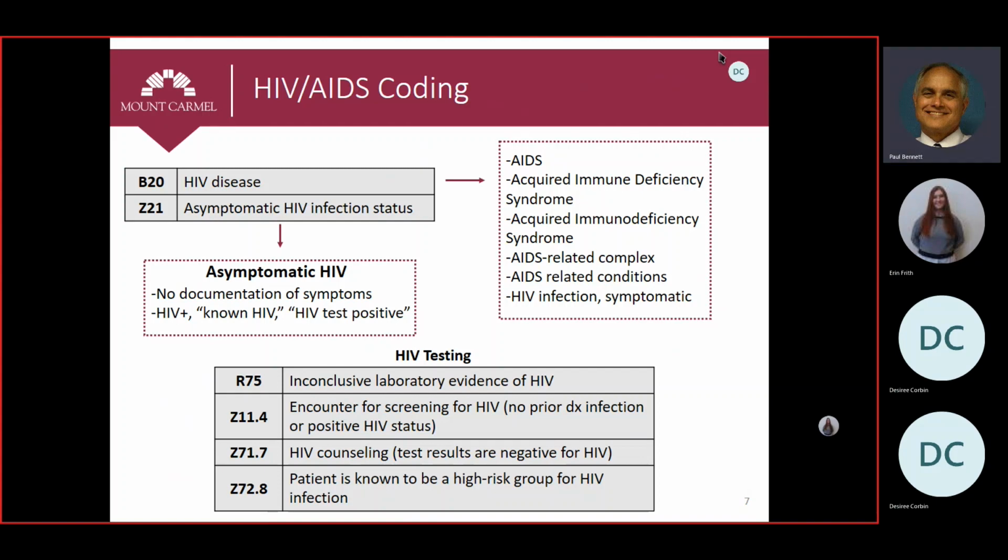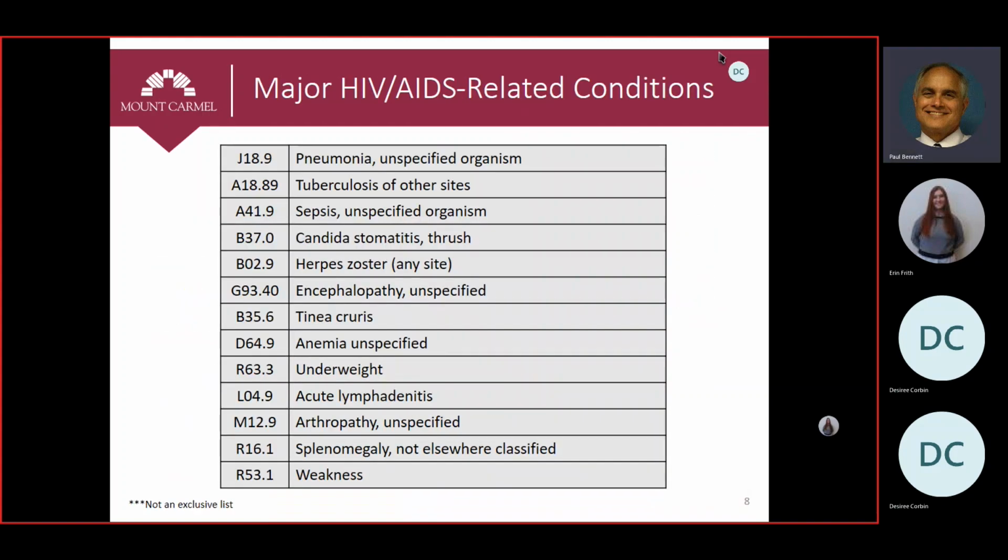Patients who receive treatment can become asymptomatic. However, once a patient receives the diagnosis of B20, they cannot go back to Z21. Z21 is reserved for those patients who have never experienced symptoms. On this slide, we see a list of some of the common AIDS-related diagnoses, but this list is not exhaustive.